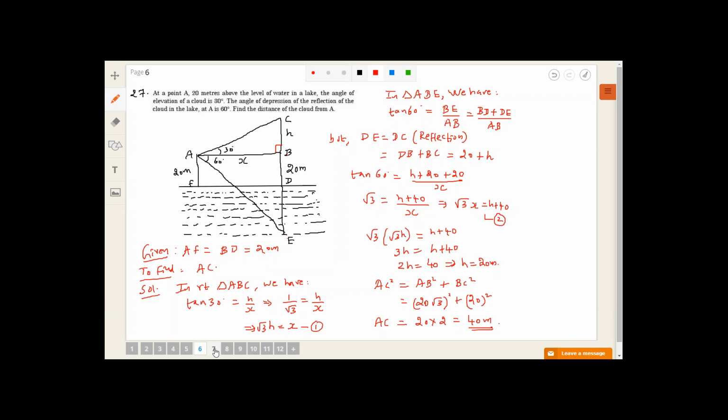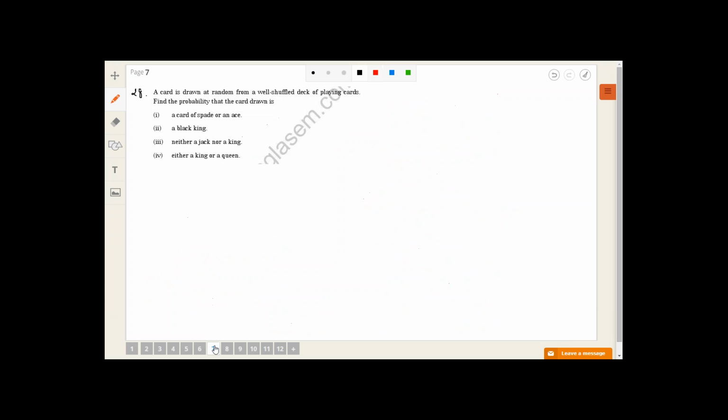Now let's go to 28th problem. 28 is a probability problem. A card is drawn at random from a well-shuffled deck of playing cards. Find the probability that the card drawn is a card of spade or an ace, a black king, neither a jack nor a king, either a king or a queen.